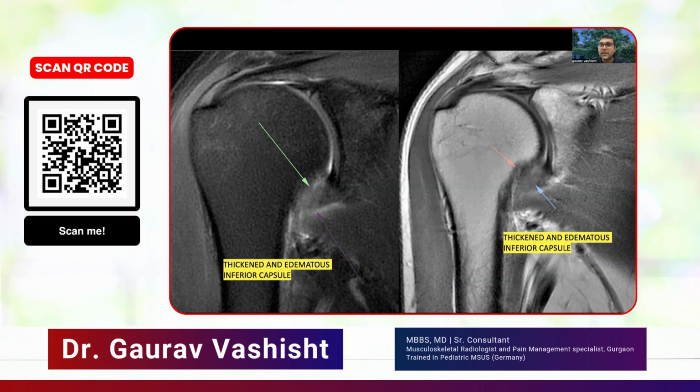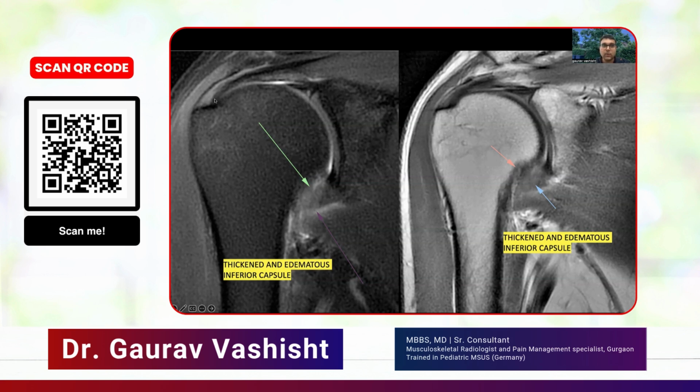MRI is done to assess the status of soft tissues around the shoulder joint because adhesive capsulitis is a clinical diagnosis. The inferior capsule normally appears jet black in color. However, in cases of frozen shoulder, the capsule will be thick and edematous and hence appears bright on the fluid sensitive sequences. This is a proton density image where we can see the thick and edematous inferior capsule.